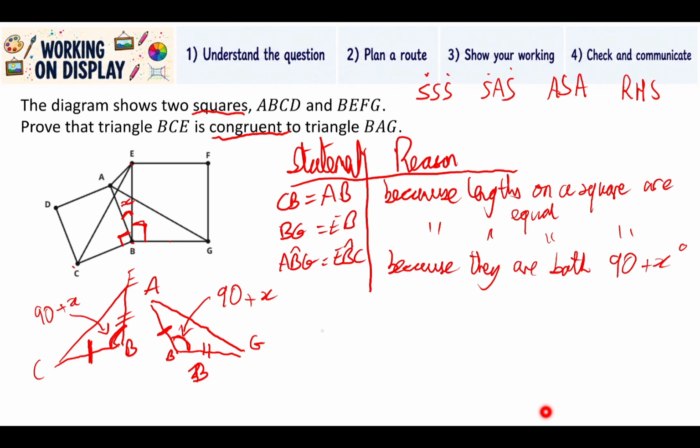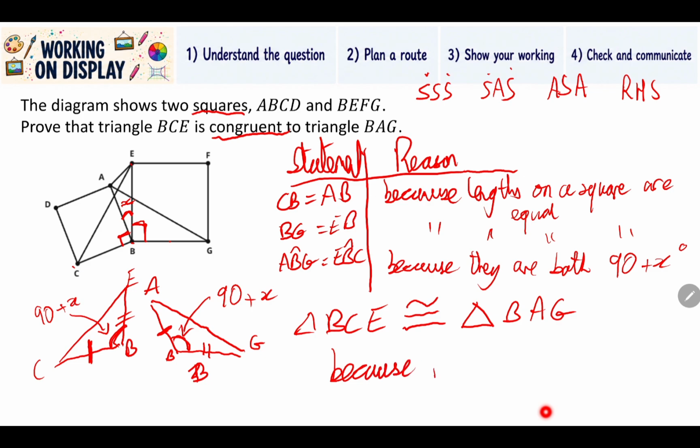We've now got all three reasons we need. We can now once and for all state a conclusion, and we must make our conclusion clear. This is part 4, right? Check and communicate your answer. Well, our conclusion here is that the triangle BCE is congruent, and we have got this flashy little symbol for congruence, but you can just write the word, to triangle BAG, because they meet the condition side, angle, side.